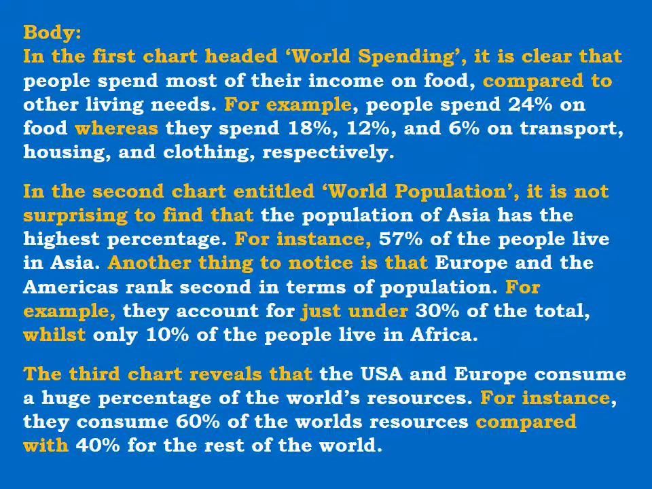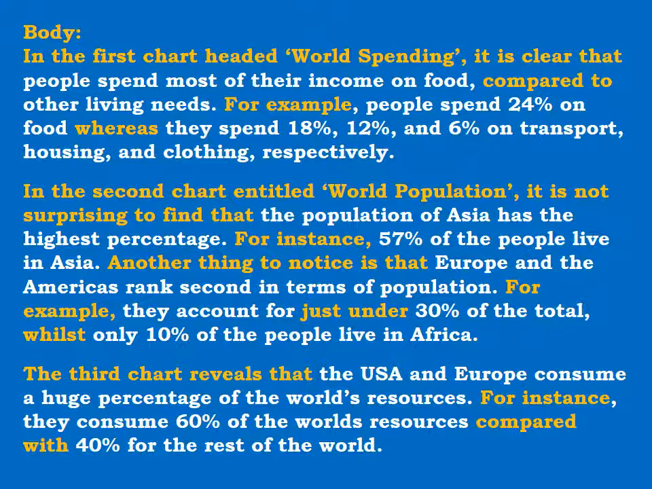Now, moving to the second pie chart. In the second chart, entitled World Population, it is not surprising to find that the population of Asia has the highest percentage. You remember when we discussed the pie chart, we said that in Asia we have around 57%, which is more than 50%. So here, the population of Asia has the highest percentage. Now we want to give a detailed example. For instance, 57% of the people live in Asia.